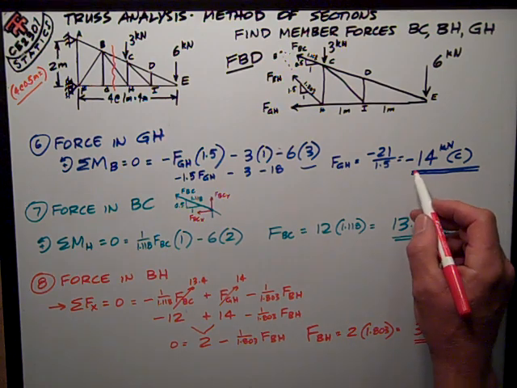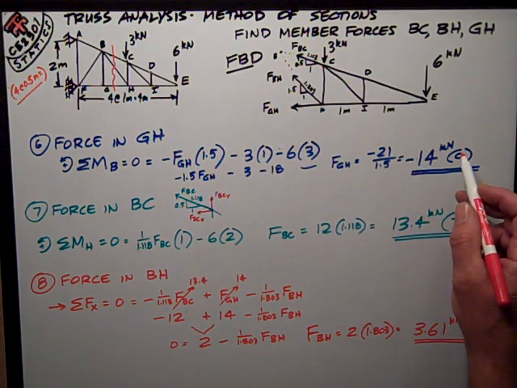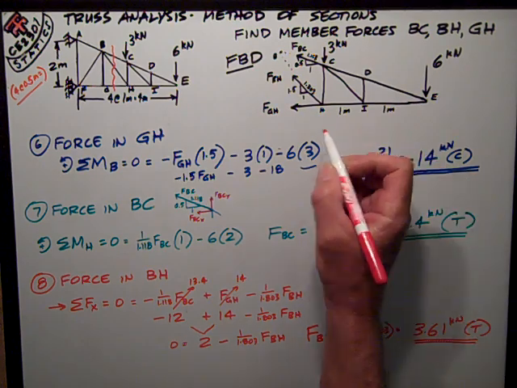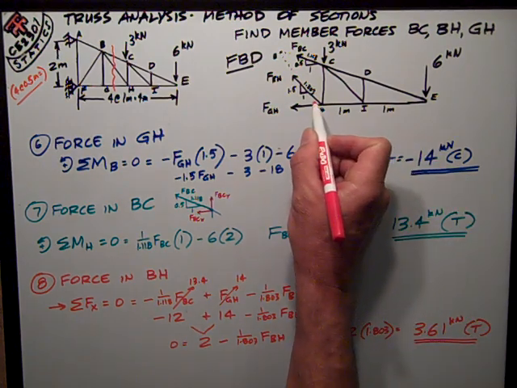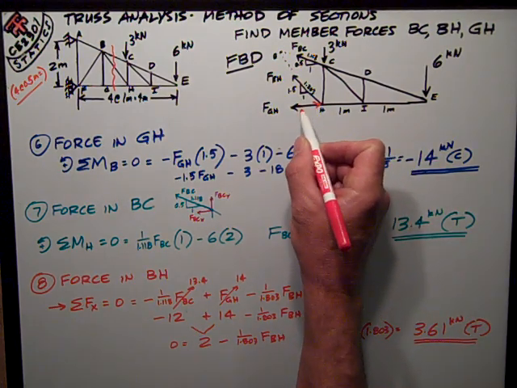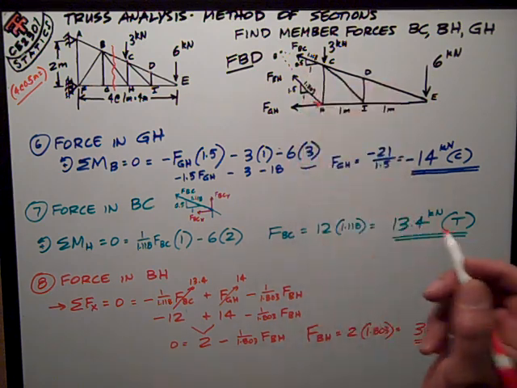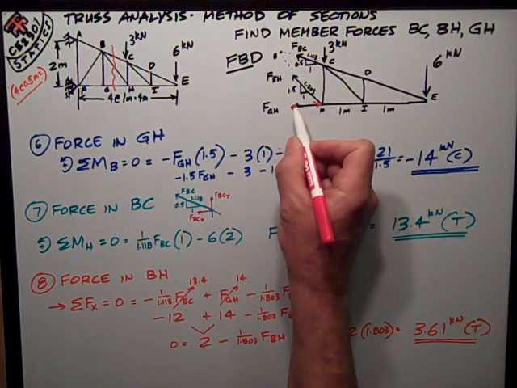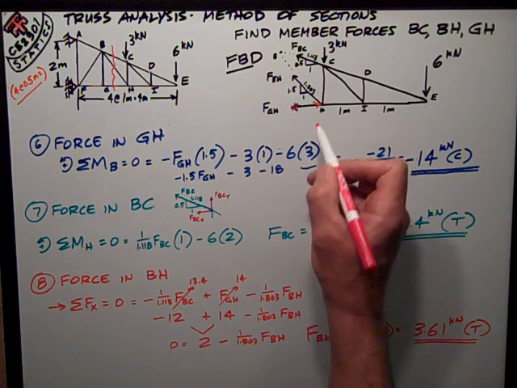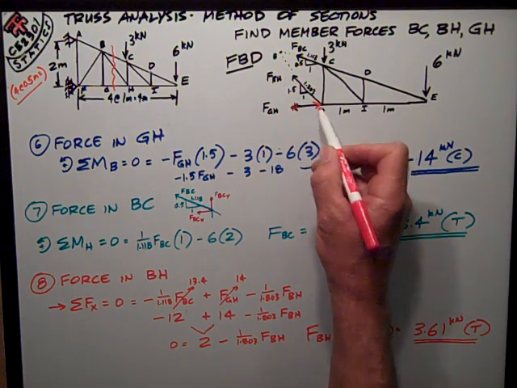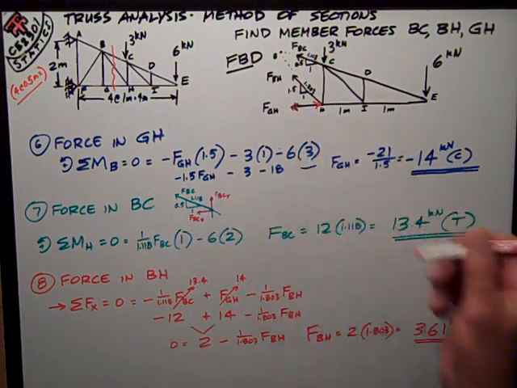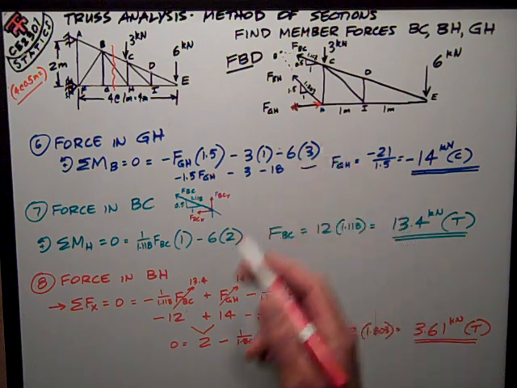So I report my answer as 14 kilonewtons compression, and I want to go to my free body diagram and reverse the arrow because I've assumed tension, and show that the real direction of FGH is pointing at the joint, because it's in compression.